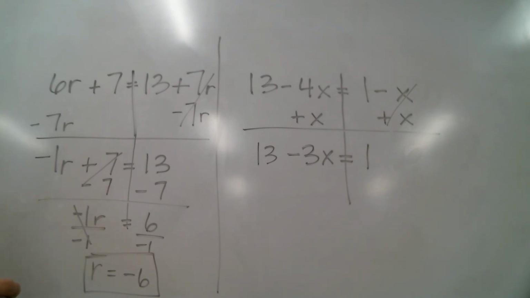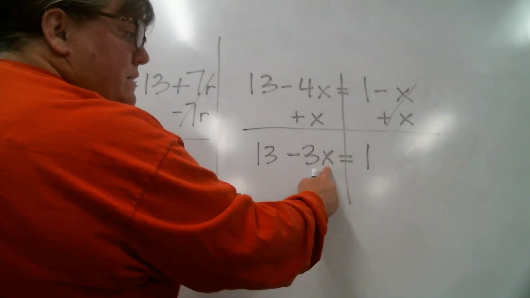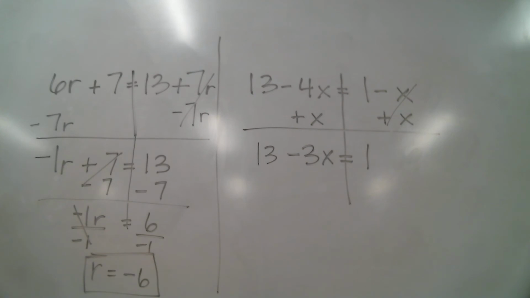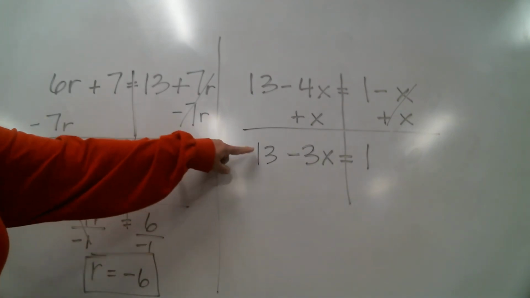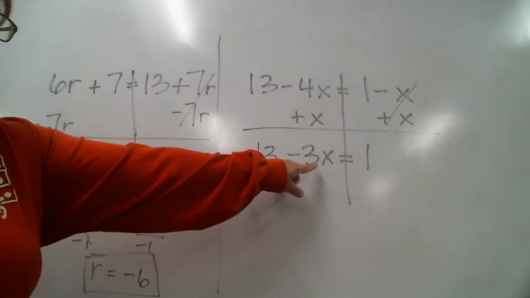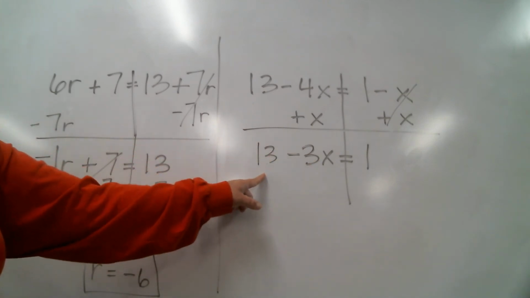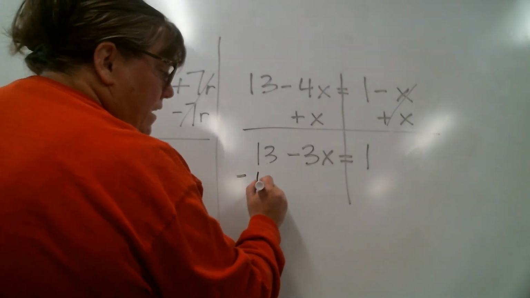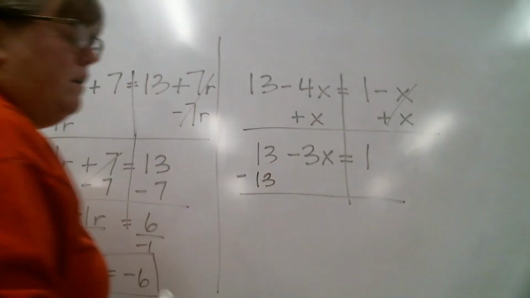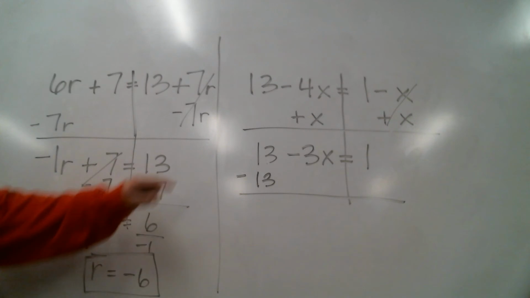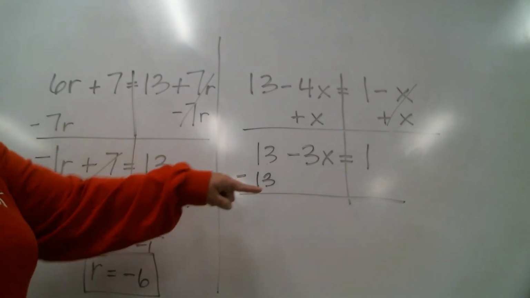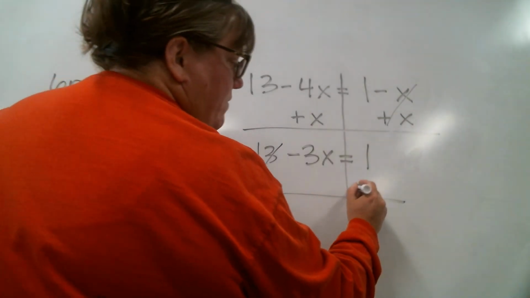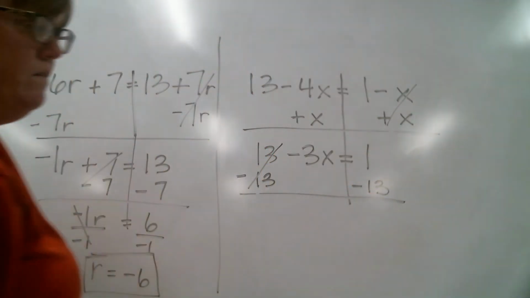Okay, so let's look. What I'm trying to isolate is this x right here. So I'm going to need to get rid of this 13 first. And if you look, remember the sign is what's in front of it. This negative sign is not affecting the 13. This is a positive 13. So to reverse a positive 13, I have to use negative 13, minus 13. So this is literally 13 minus 13, which cancels out. But since I did minus 13 here, I'm going to have to also do minus 13 here.